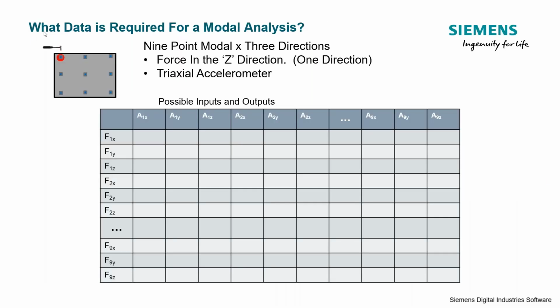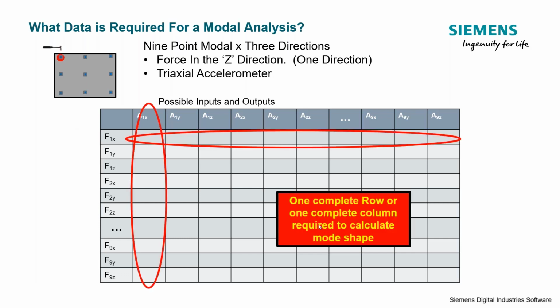So to perform a modal analysis, to actually curve fit and extract information from our FRFs, we need one complete row or one complete column of this table. This table is the possible inputs and the possible outputs of our structure. So we are impacting at 9 points here.